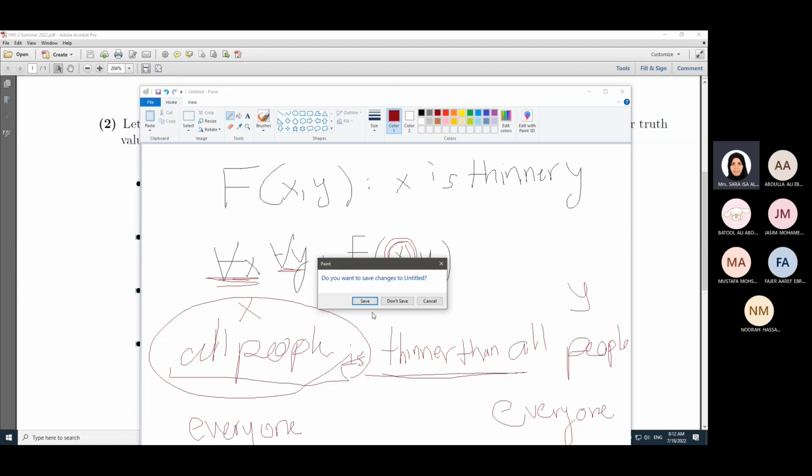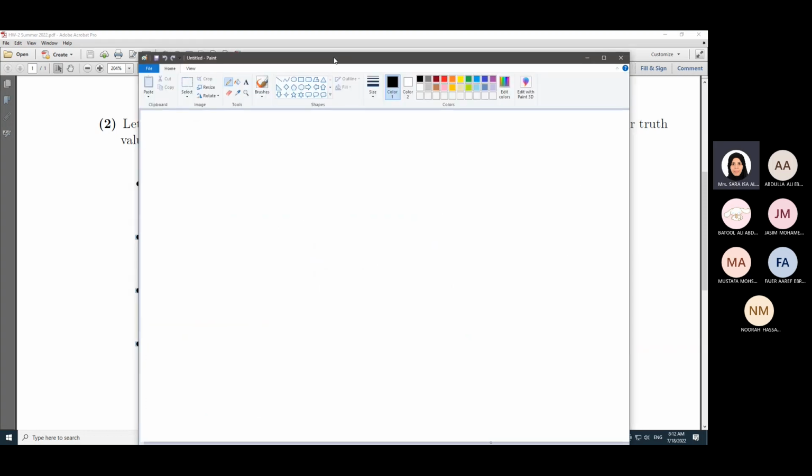Meaning, is everyone thinner than everyone else? For sure, not. Because the people in the world can be classified in these categories. There is someone who is the thinnest person, and there is someone, let me say, the fattest person. And there are people in between. You see in the Guinness records there is the thinnest, the tallest, the shortest. So there is someone thinnest, someone fattest, and many people in between.